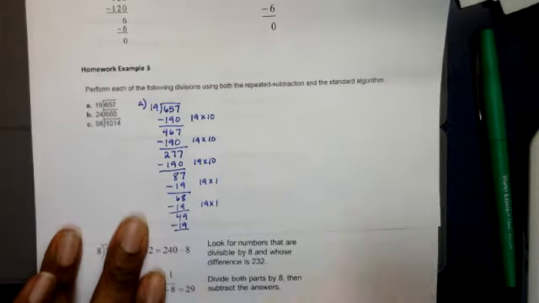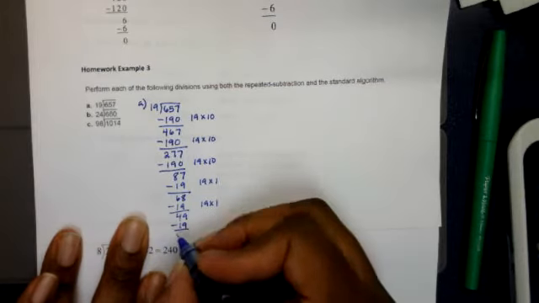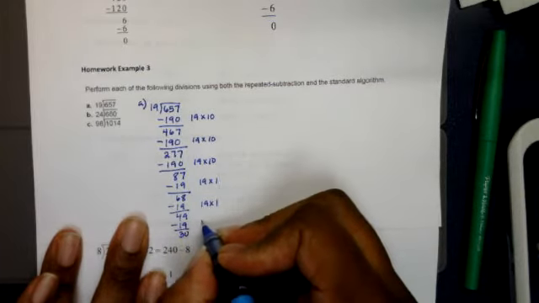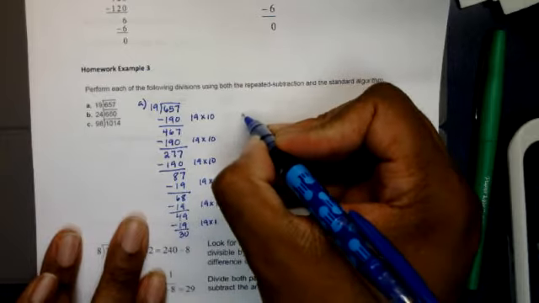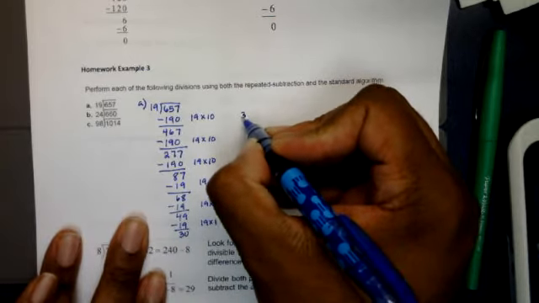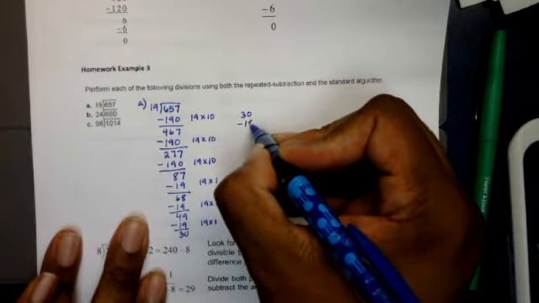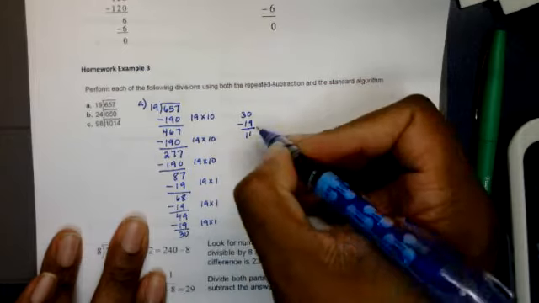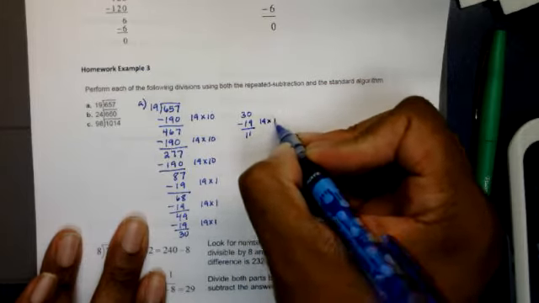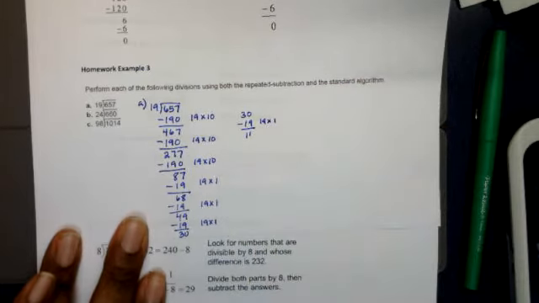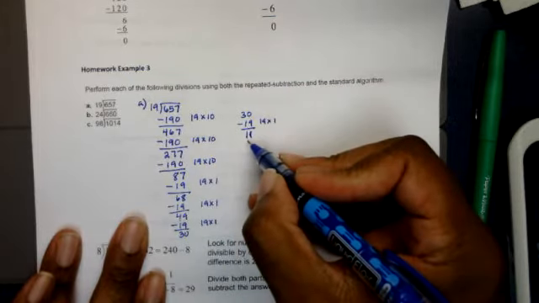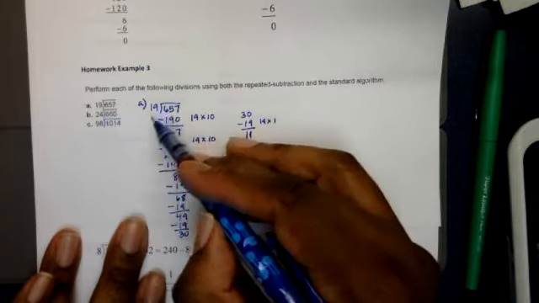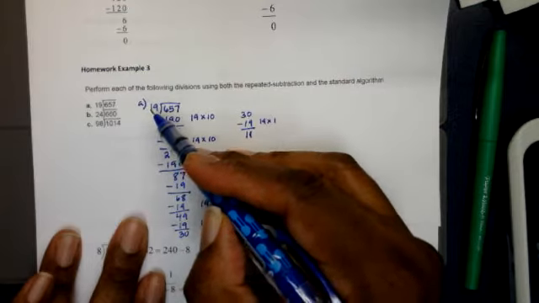Subtract 19 from 49, that will be 30. I'm running out of space here. This is like 19 times 1. And then for the 30, I'll subtract another 19. That would leave me with 11. So that's 19 times 1. Now notice that this remainder of 11 is less than the divisor 19.